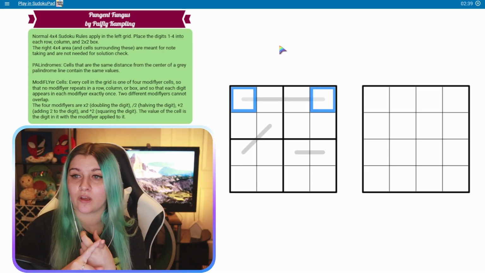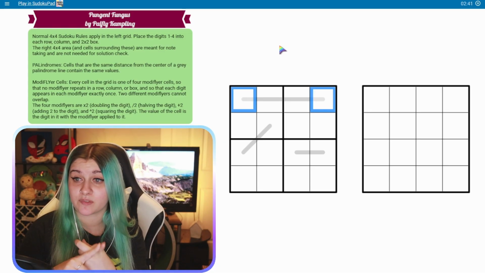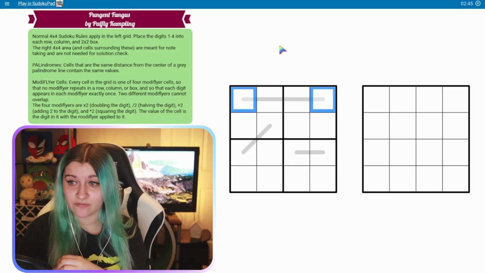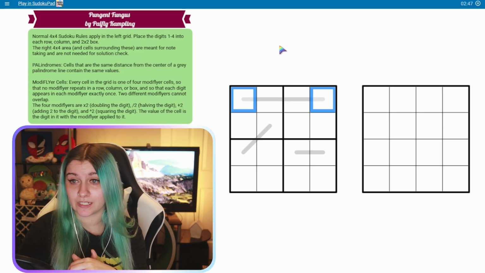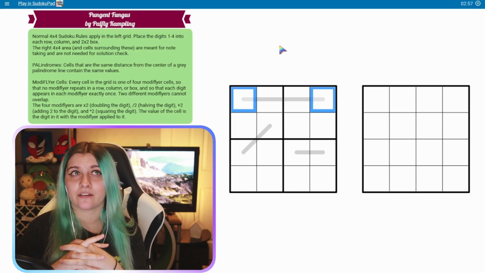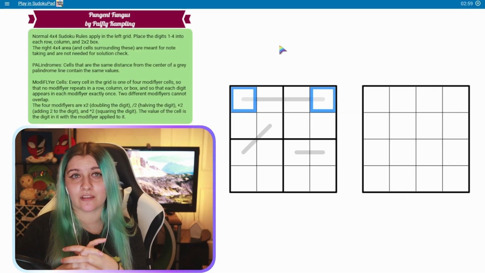If I start with 1 and I times 2, that gives me a 2. 1 divided by 2 is going to be 0.5. 1 plus 2 gets me 3. I don't have another way of getting 3. Nope. I have 1 plus 2. That's the only way to get 3.